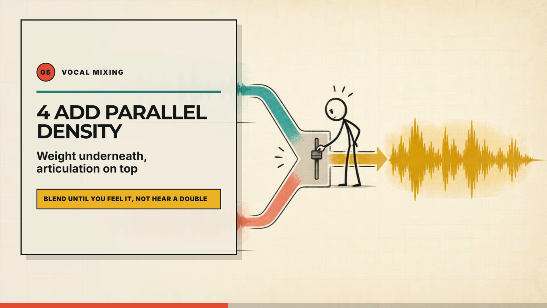Ignore fixed instructions such as setting the parallel channel exactly 15 or 20 dB below the lead. Fader numbers depend on routing, gain staging, and processor output. Use the mute test instead. When the parallel bus disappears, the vocal should feel slightly less supported. When it returns, it should feel better without announcing a second vocal underneath.